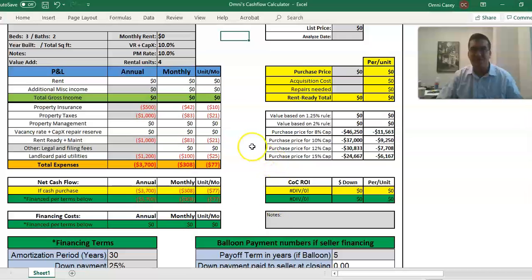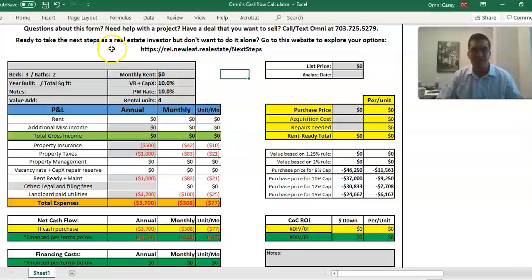All right, so first thing you're going to do is you're going to type in the address, and it is 123 Main Street in anywhere USA, 3-bedroom, 2-bath. Put in that information. It doesn't affect the calculator at all. It's helpful for you to keep track of what these are. Notes, another place for notes over here. Value add, do you need to fix one of the 2 units, and whatnot.